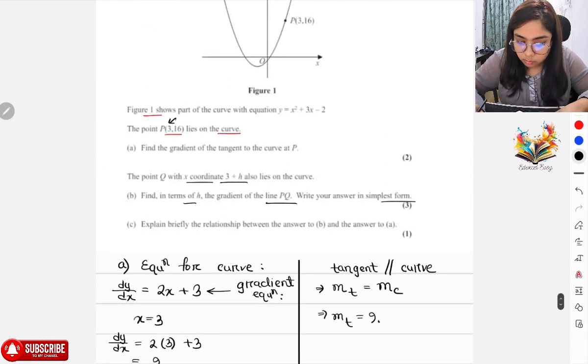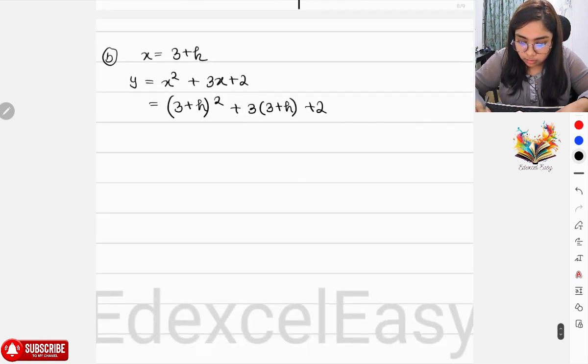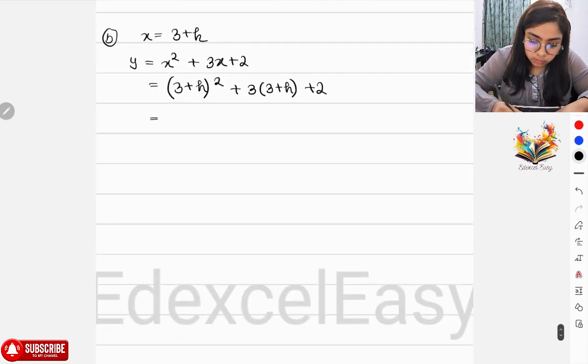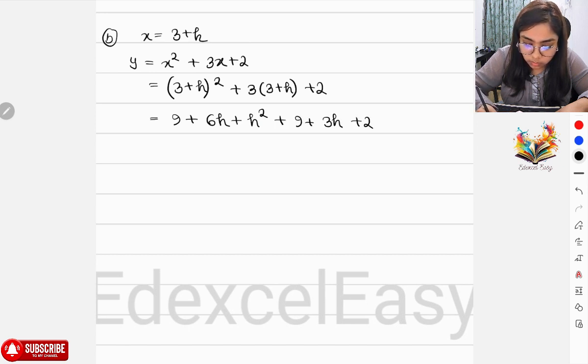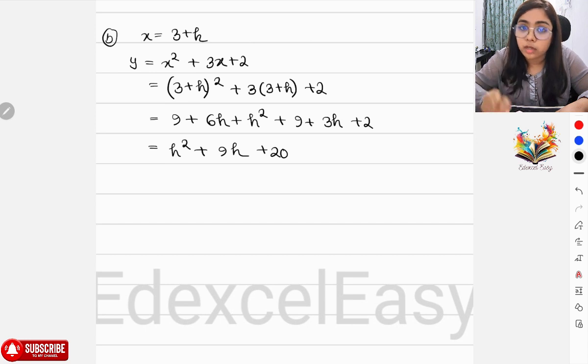If I remember, this was the original equation. Now I'll have to simplify this. I'll expand (3 plus h) whole squared as 9 plus 6h plus h squared, plus 9 plus 3h plus 2. That means we have h squared, then 6h plus 3h is 9h, and 9 plus 9 is 18, plus 2 is 20. So that is the value for the y coordinate of point Q.